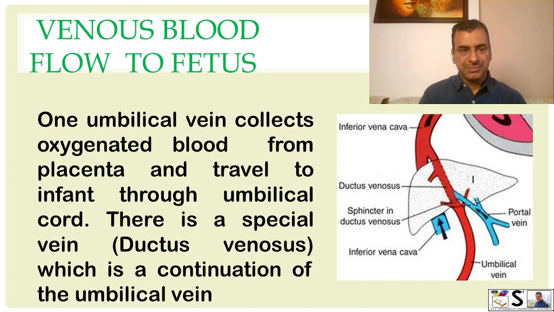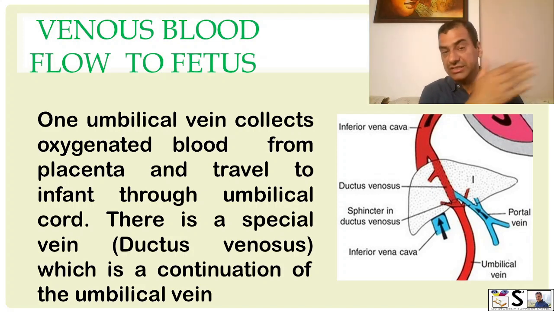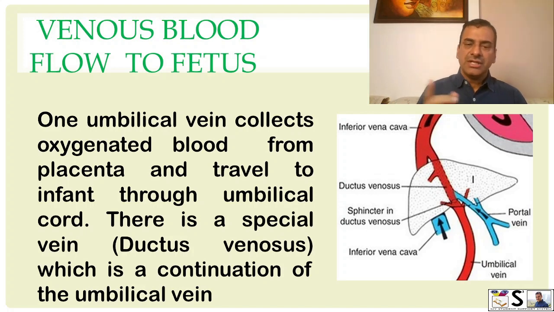One umbilical vein collects oxygenated blood. Normally we study that all the veins contain unoxygenated blood, but the placental or umbilical vein, which comes from the placenta towards the child, contains oxygenated blood and travels to the infant through the umbilical cord. There is a special vein known as the ductus venosus. This is the ductus venosus, which is a continuation of the umbilical vein.